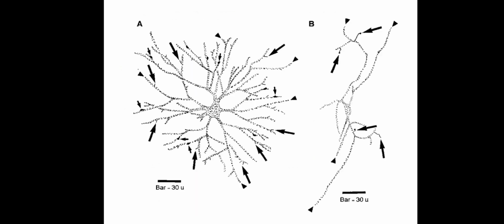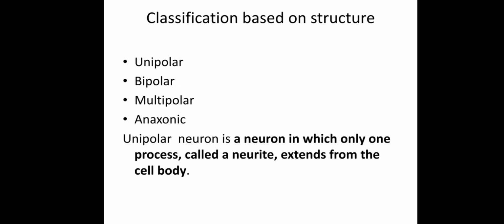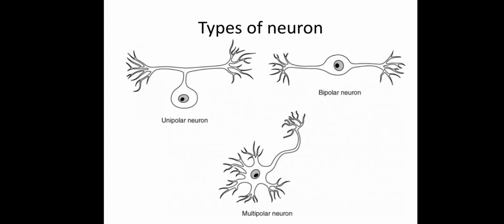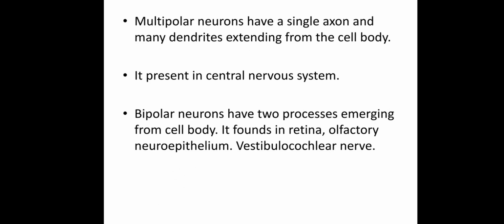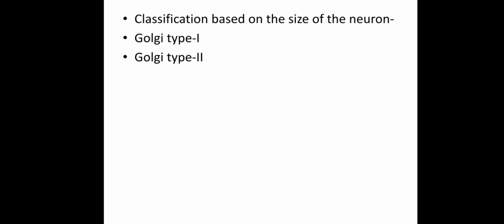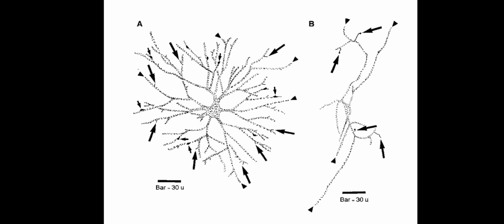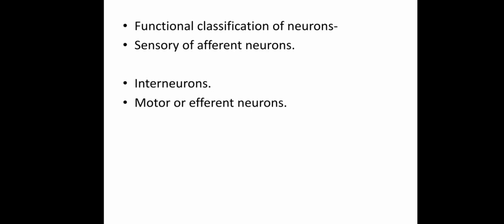So in this video we saw the classification of neurons based on structure: unipolar, bipolar, multipolar, and axonic. Classification based on size of the neurons: Golgi type 1, Golgi type 2. Functional classification of neurons: sensory or afferent neurons, interneurons, motor or efferent neurons.